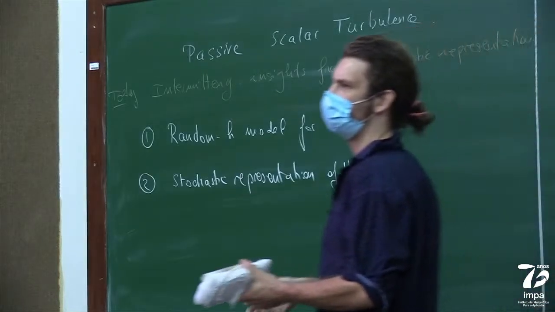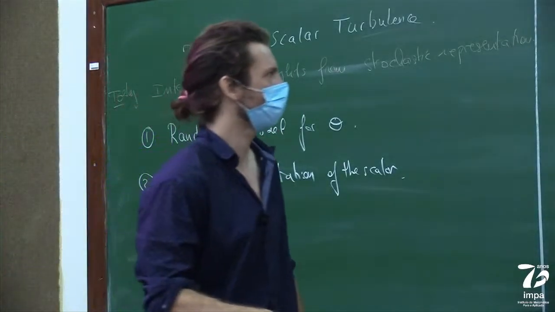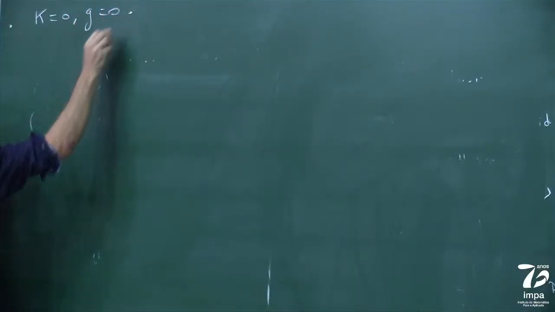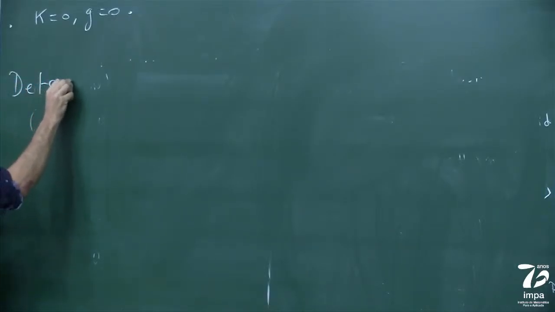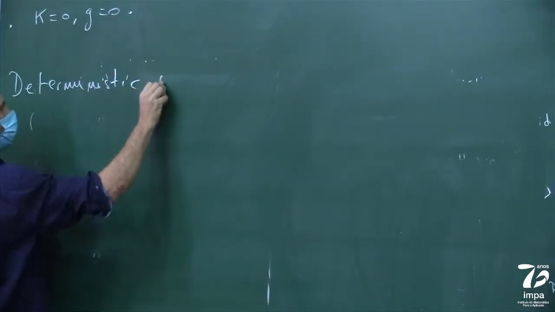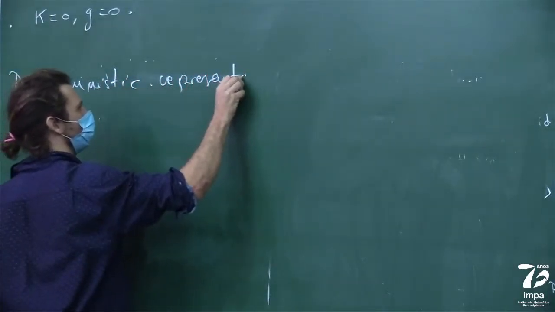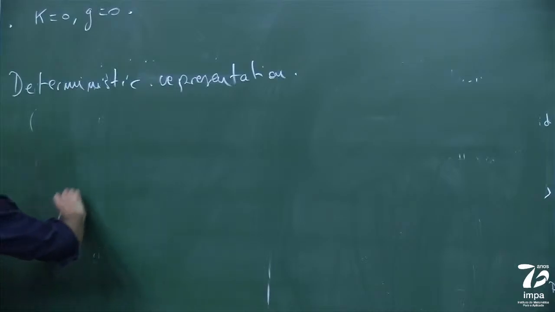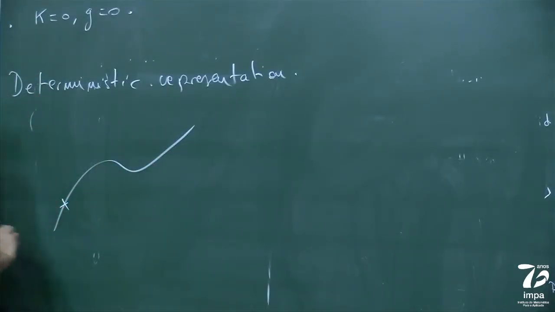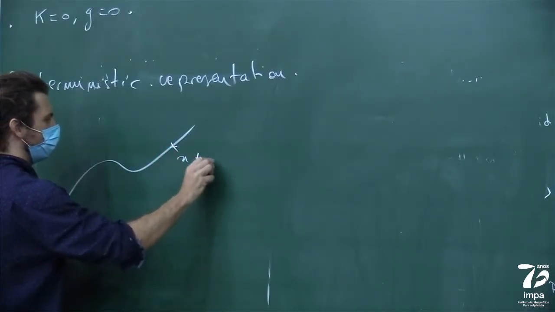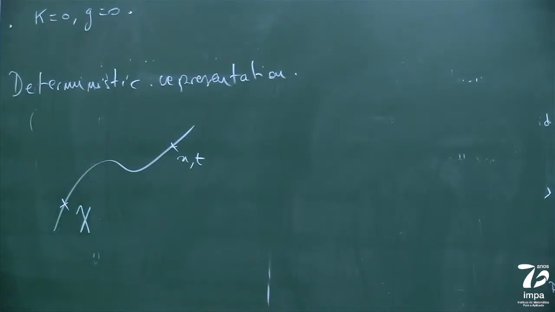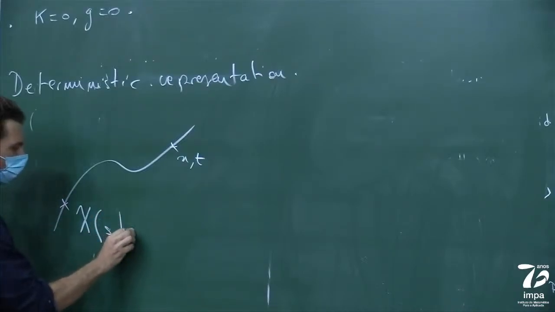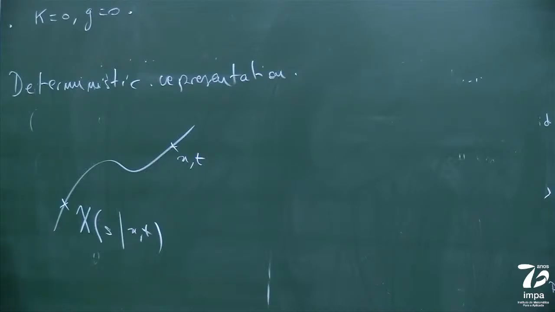So what do I mean by stochastic representation? Well, we have seen an example of representation. In a case where kappa equals 0, g equals 0, we have a deterministic representation, which comes from the fact that the scalar only describes a quantity which is transported along a trajectory. So if this is x_t, this is a trajectory which is at time s somewhere, and is passing through x_t at a certain time t.